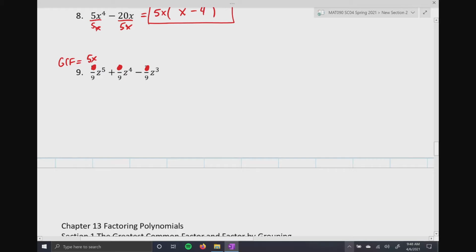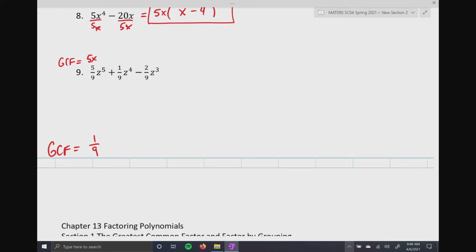Is there anything in common here? Yeah, they all have a number 9. More importantly, that number 9 is located in the denominator. Do you guys agree? So my GCF here, watch this, is going to be 1/9. I can factor out a 9 in the denominator. And remember, that 1 doesn't change anything.